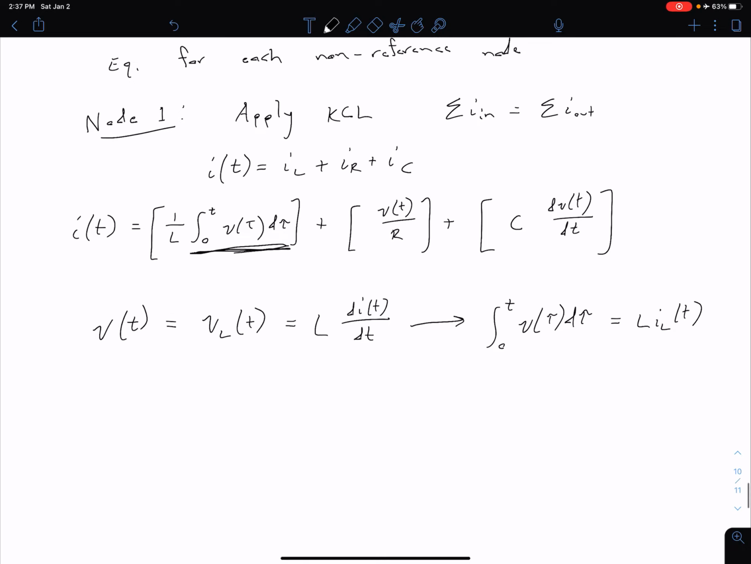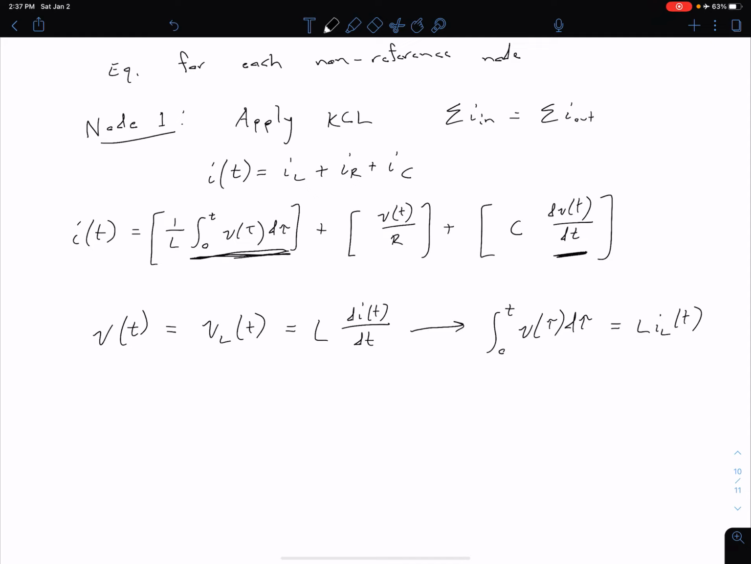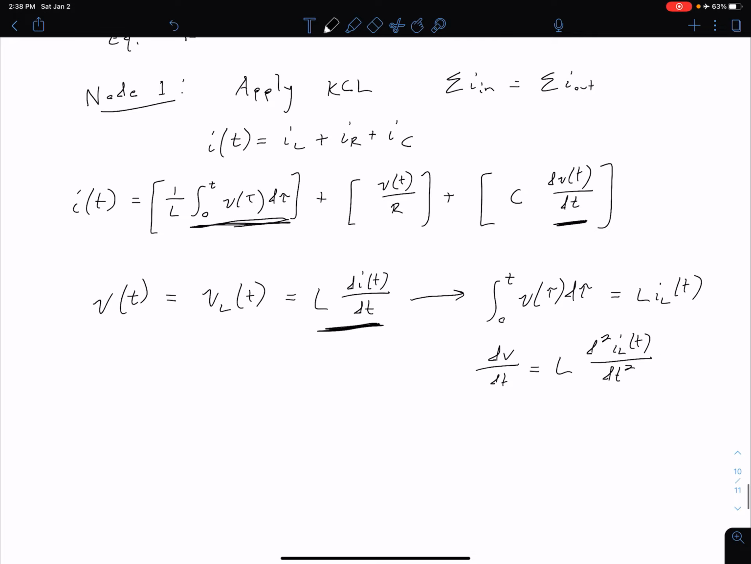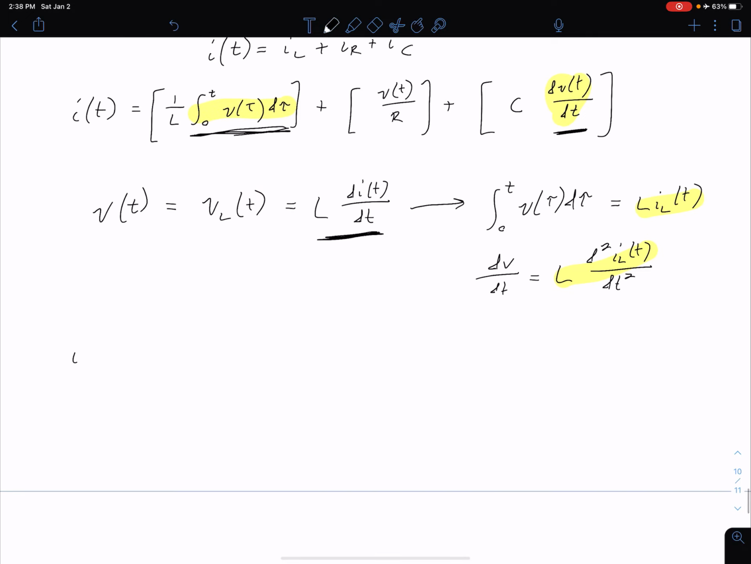And similarly, I can look at this dV dt, keeping in mind that now this V is defined as this, and I can say that my dV dt is equal to L times the second derivative of IL with respect to t. So what I can do now is substitute these in. So I'm going to substitute this and this here and here, and we're going to see what that gives us.